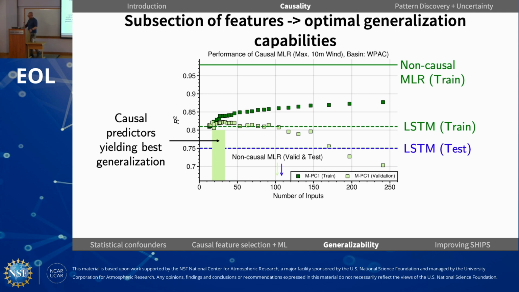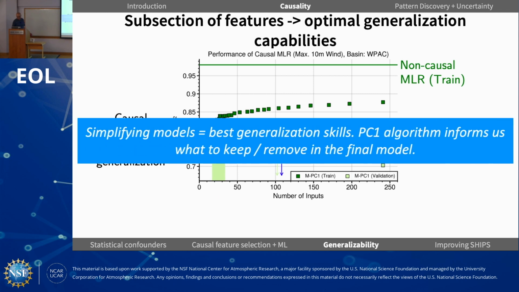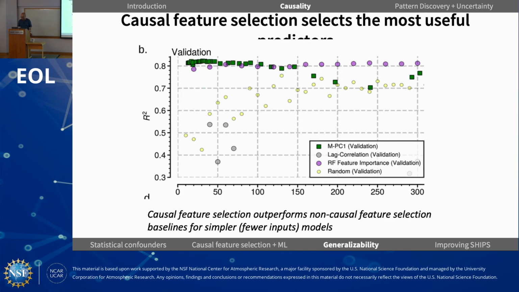And the summary of this is that we want to simplify statistical prediction models so that they can perform better for all tropical cyclone cases. And the causal feature selection algorithm that we have developed, like the PC1 algorithm, informs us what features to keep and remove when we are creating these models.